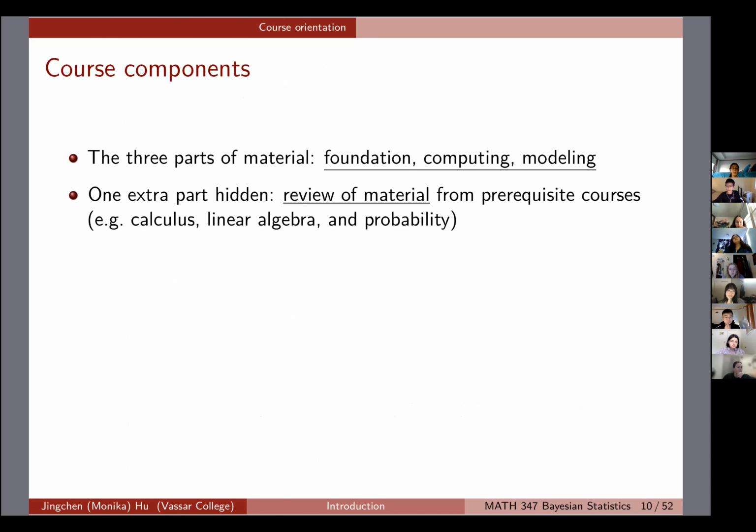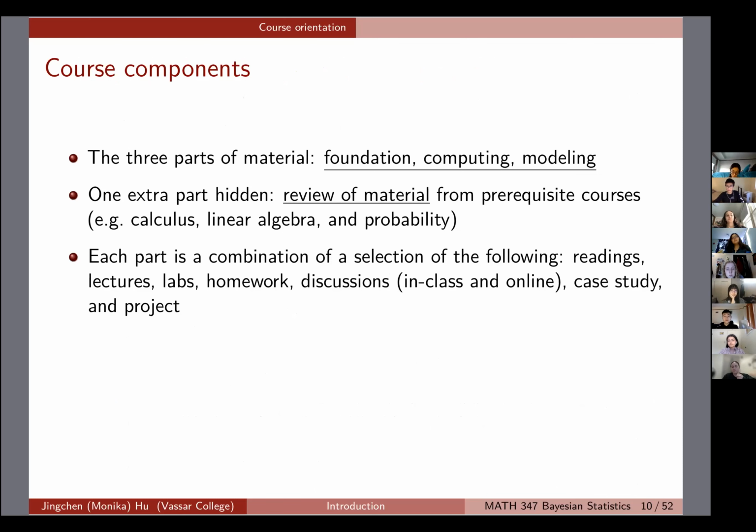All right, like I said, we have 3 parts of the material: foundations, computing and modeling, and then of course the review of material, which I will do today and Friday, but also throughout the semester, for some of the hidden parts. And each part, like foundation, computing and modeling, is a combination of a selection of readings, lectures, labs, homework, discussions, both in class and online on Moodle, case study and project.